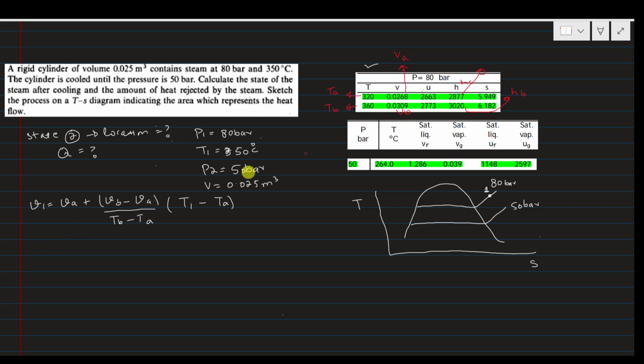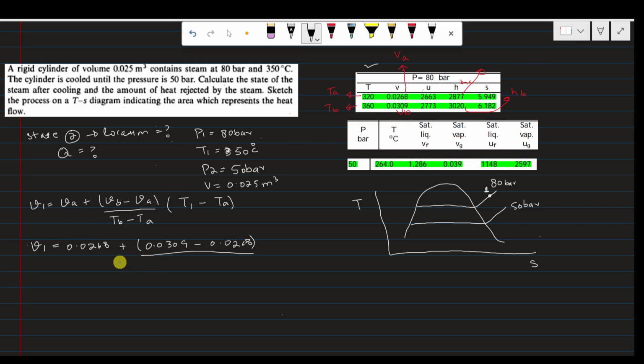Let me put in the values. The corresponding values of the specific volume are written in the formula. The temperature difference TB minus TA is 40, and the temperature at which we are finding the specific volume, that is 350 centigrade, minus TA, that is 320, gives a difference of 30. So this zero will be cancelled with this, and after simplification you will get the specific volume, that is 0.0299 meter cube per kg.